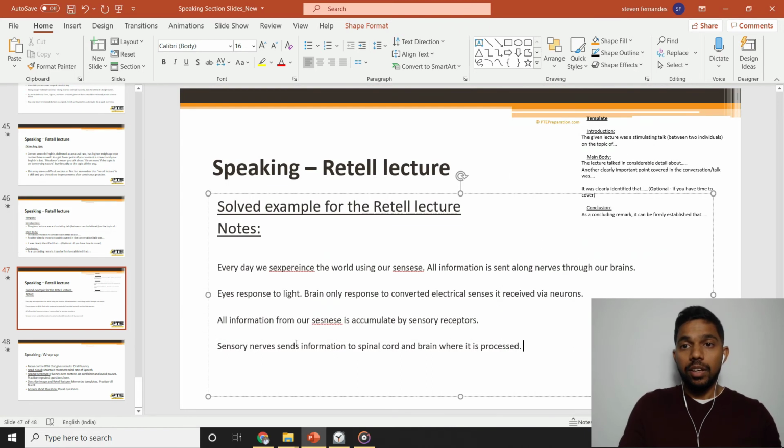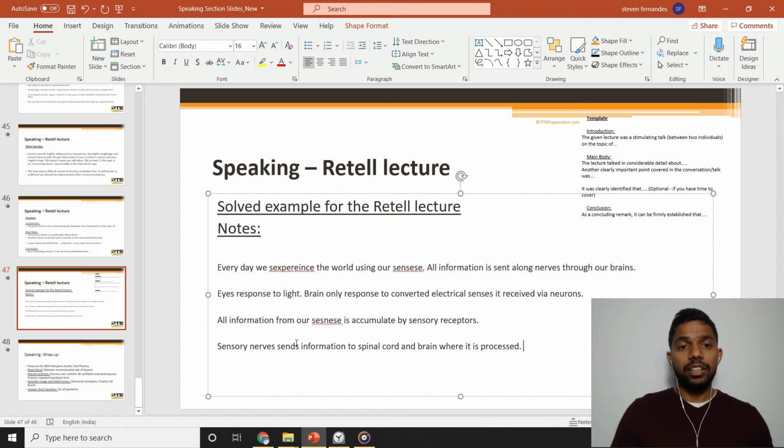Okay. The given lecture was a stimulating talk on the topic of everyday experience that we have using our senses. The lecture talked in considerable detail about all information is sent along our nerves to our brains. Another important point covered in the conversation was that our eyes respond to light and that the brain only responds to converted electrical senses it receives via neurons.